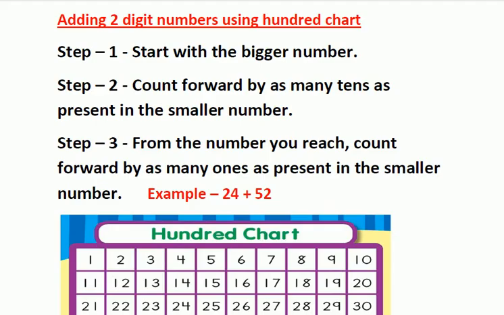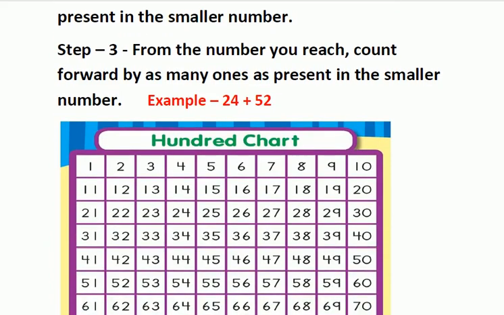Now children, let's add 2-digit numbers using a 100 chart. For that there are 3 basic steps. The first step is to start with a bigger number. Always start with a bigger number. Second step is to count the number of tens present in the smaller number. And the third step is to count the number of ones present in, again, the smaller number. I'll give you one example so that it is more clear for you.